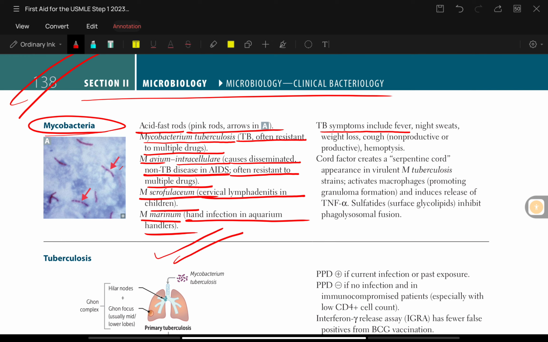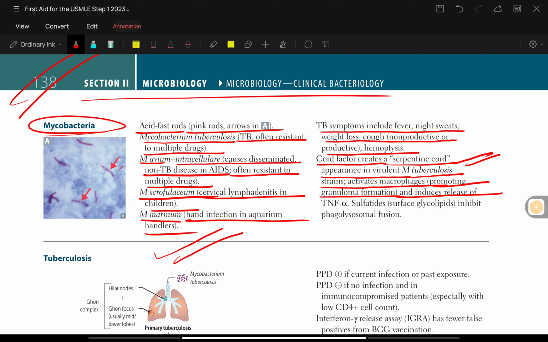Now TB symptoms include fever, night sweats, weight loss, cough, non-productive or productive, and hemoptysis. Cord factor creates a serpentine cord appearance in virulent Mycobacterium tuberculosis strains, activates macrophages, then promotes granuloma formation and induces release of tumor necrosis factor alpha. Sulfatides, surface glycolipids, inhibit phagolysosomal fusion.